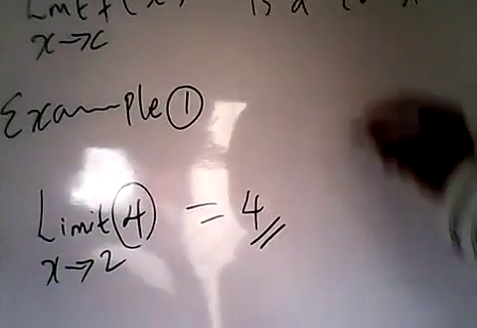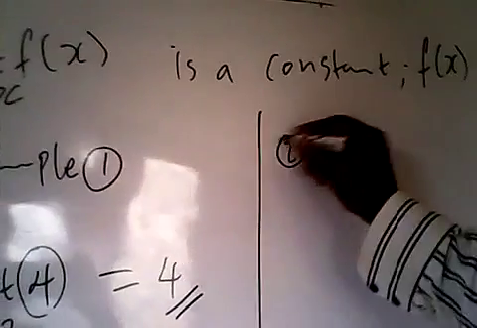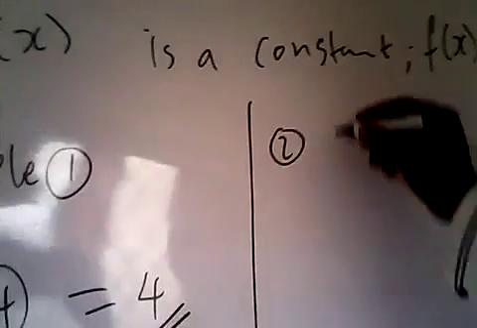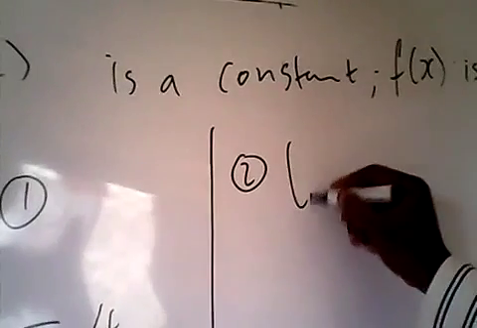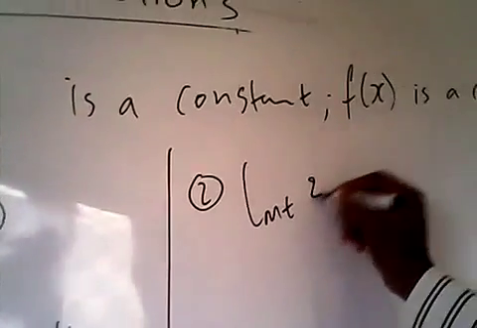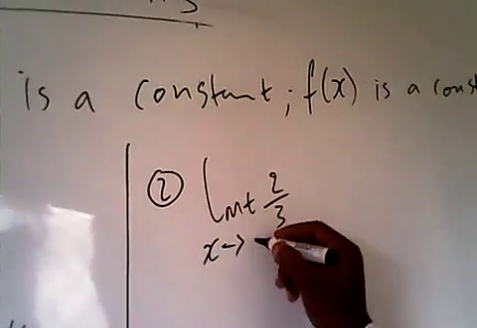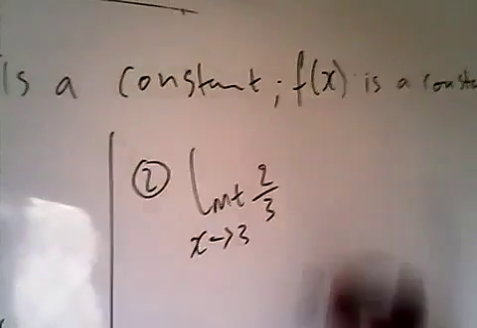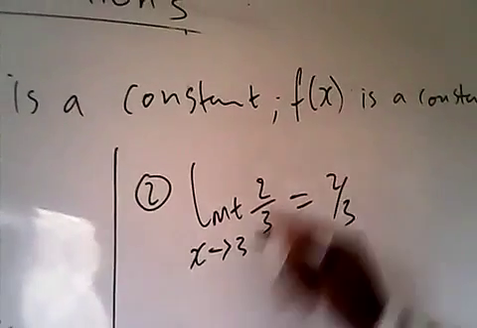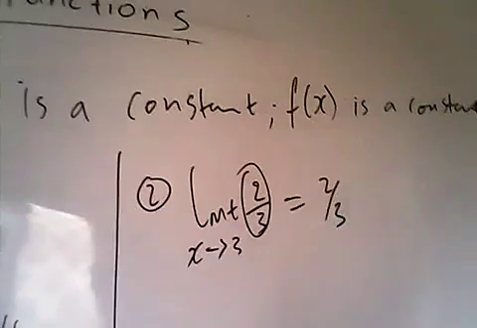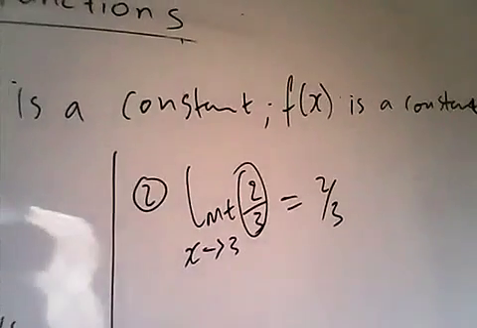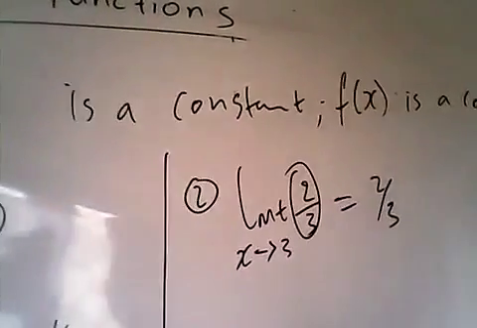So that is it. If we take another example to buttress that point, we have limit of 2 over 3 as x tends to 3. Now it will become 2 over 3 because this is a constant, so this cannot affect the answer. That is the first type of limit of functions. Now we can move further to the second type. Now for the second type of limit of functions, let's call it B.